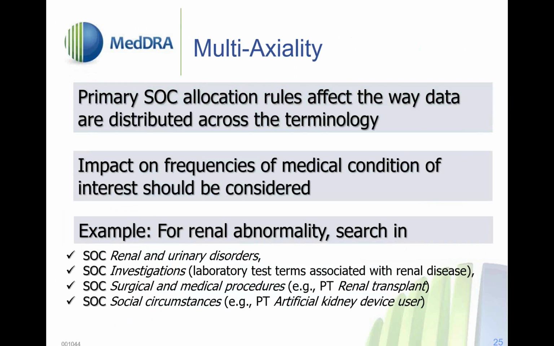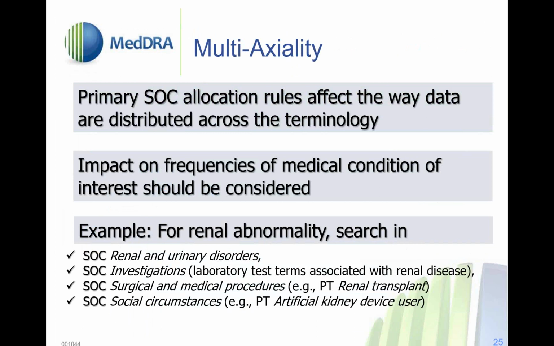So the related preferred terms may exist in system organ classes other than the one that directly jumps out at you when you think about your area of interest. For example, if you're interested in kidney disorders, of course, there's a system organ class for renal and urinary disorders, and that would be an easy place to get started. But don't forget those 3 uniaxial system organ classes, because there could be lab test results associated with renal disease that are of huge interest to you when you're talking about kidney disorders.